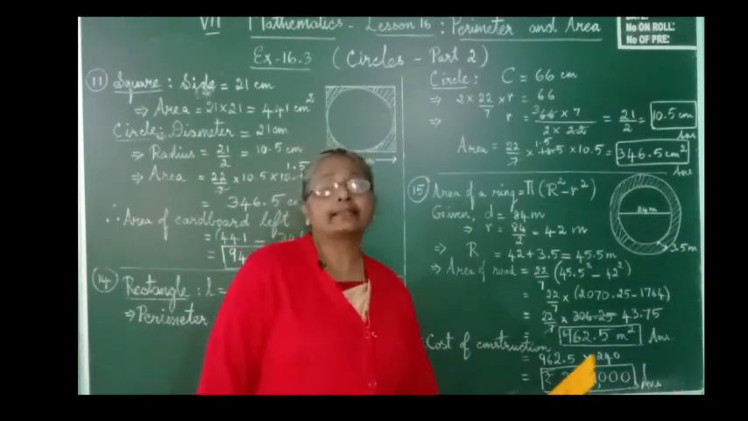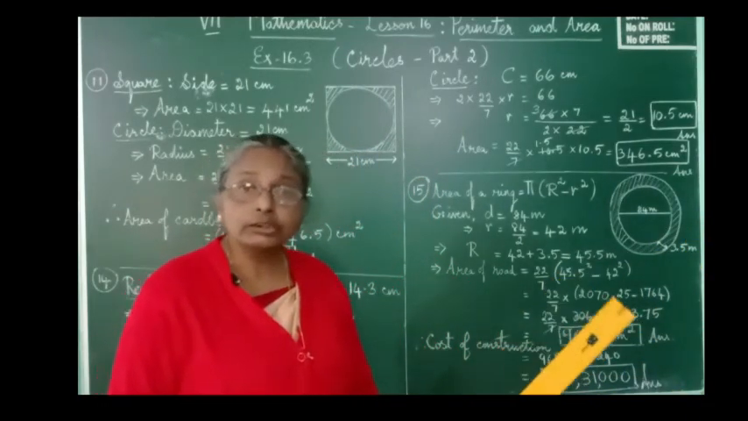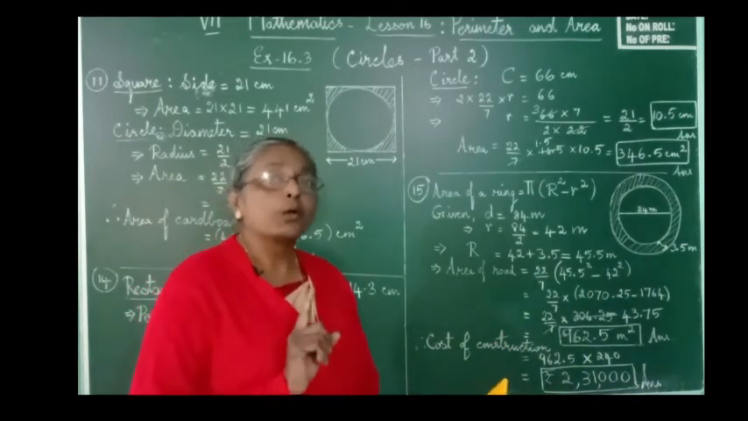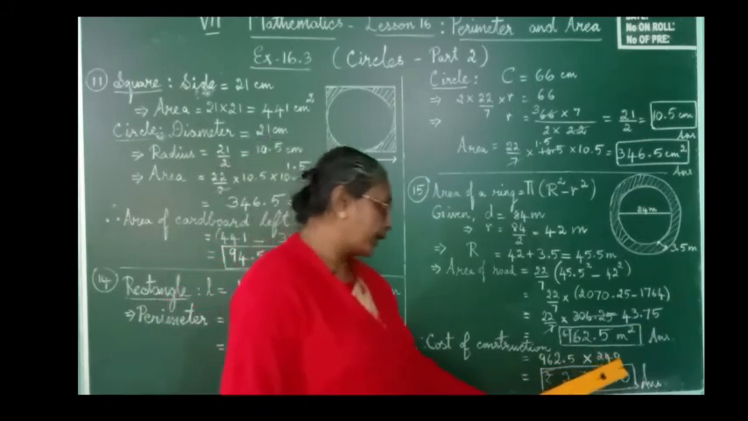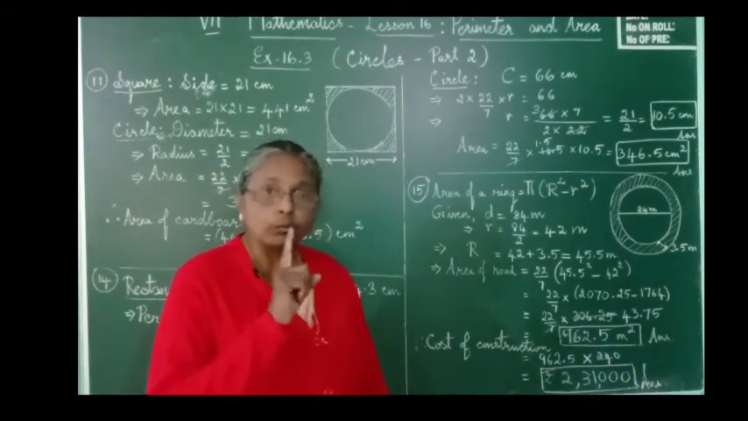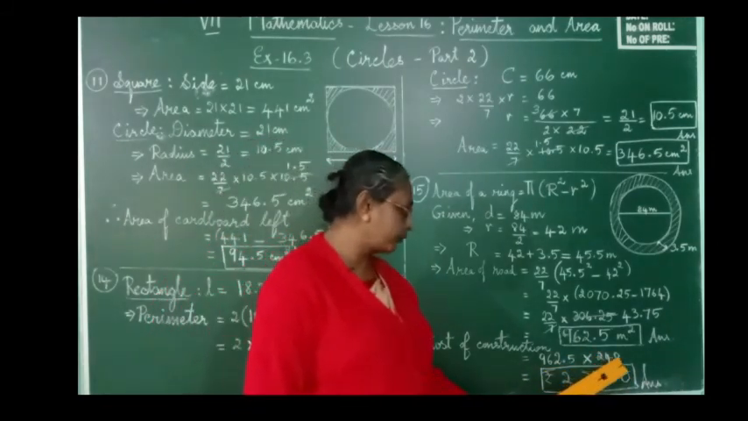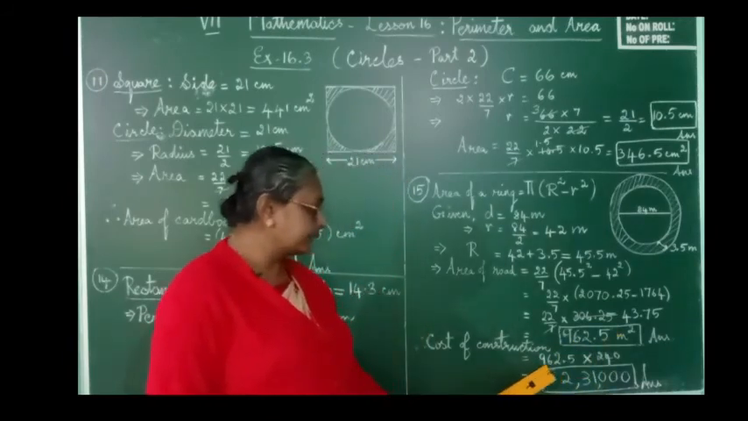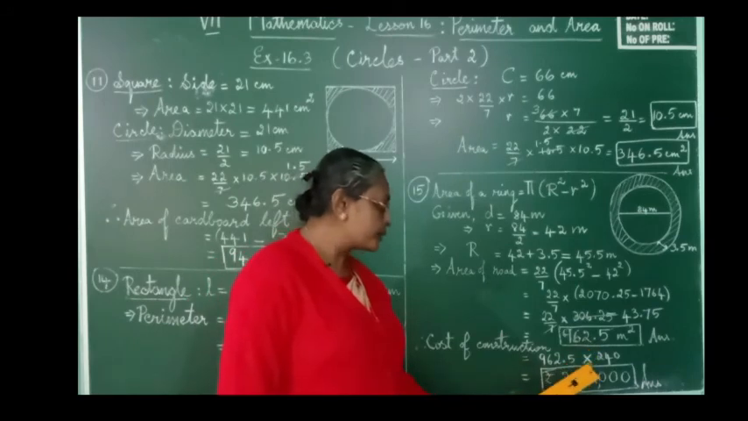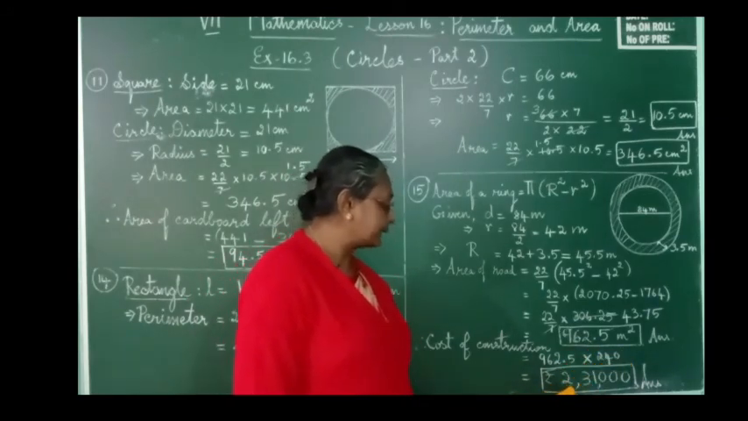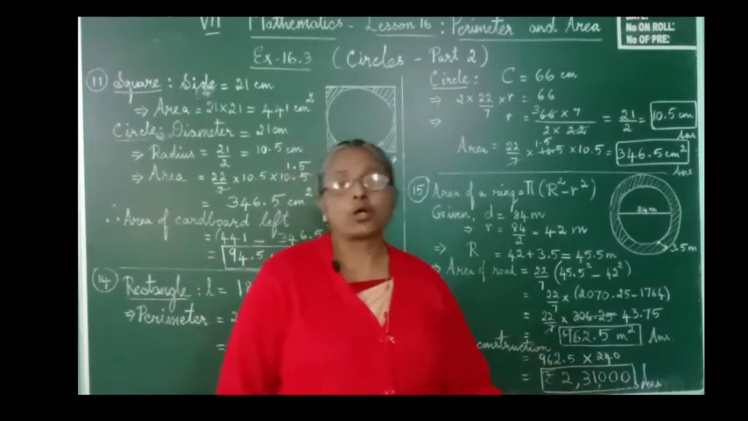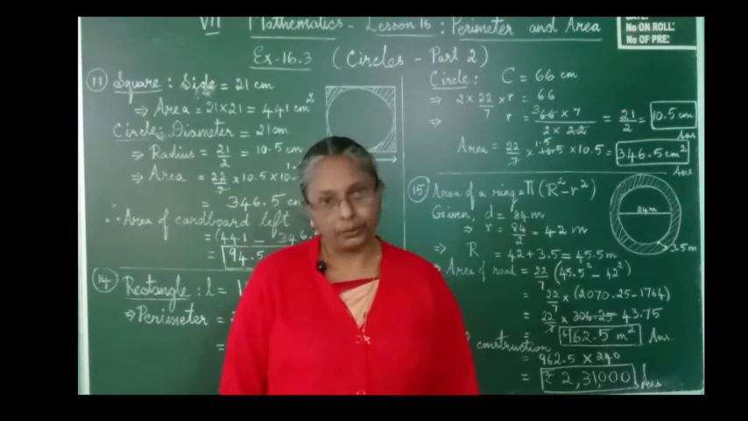We are also asked to find the cost of construction, where it is given rupees 240 per meter square. For 1 meter square it is 240. So, for this much area it will be 962.5 into 240, which is rupees 2,31,000, that is the cost for constructing the road.